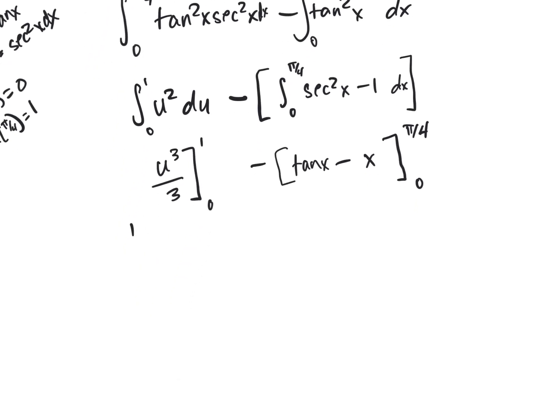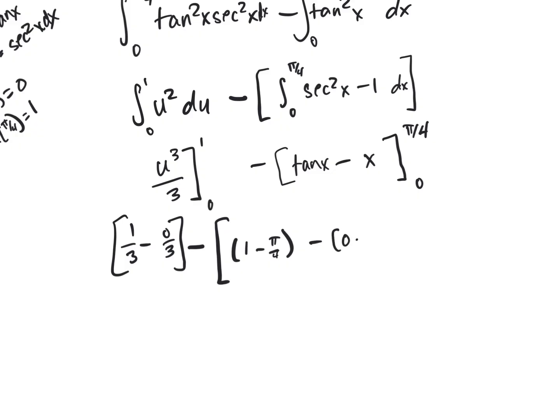So this first one, I get 1/3 minus 0/3, minus, so tangent of pi over 4 is 1 minus pi over 4. That's me plugging in the pi over 4. Minus, and then tangent of 0 is 0 minus 0. We seeing it all? But can you see how negative signs getting lost in this can happen?